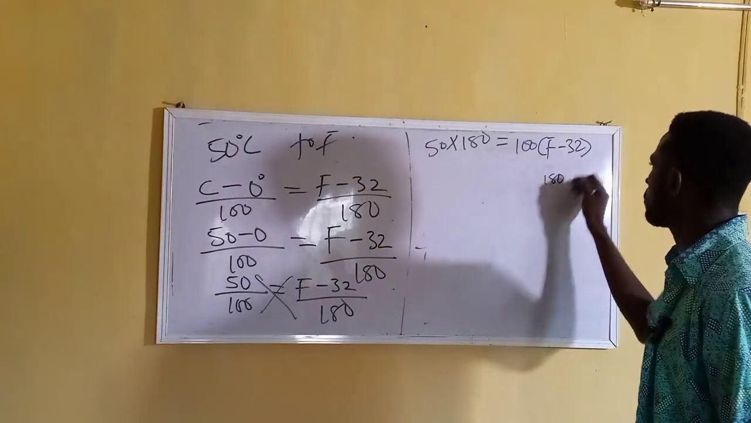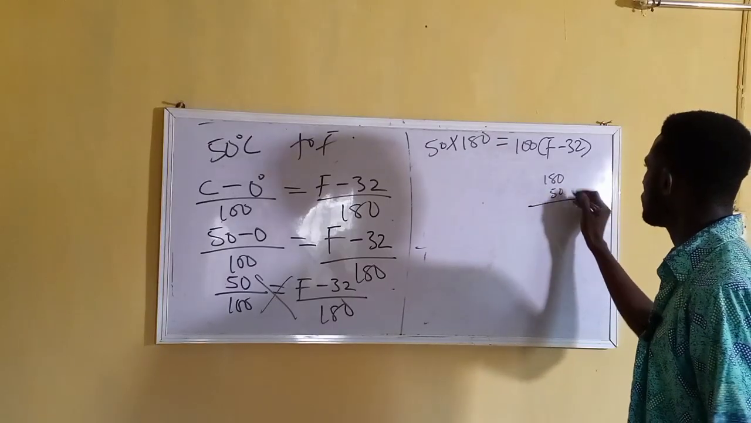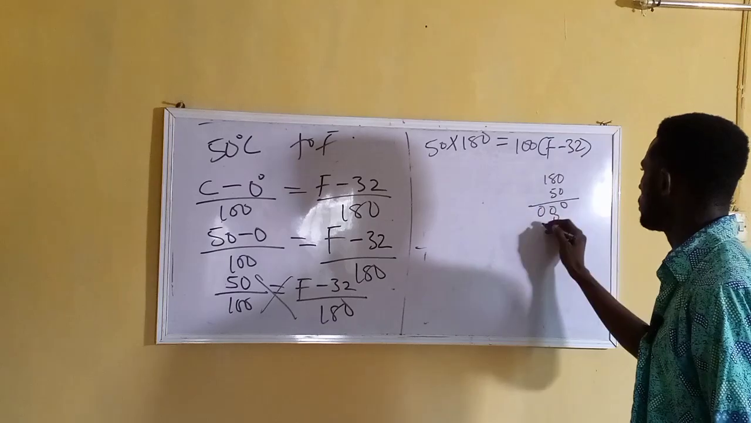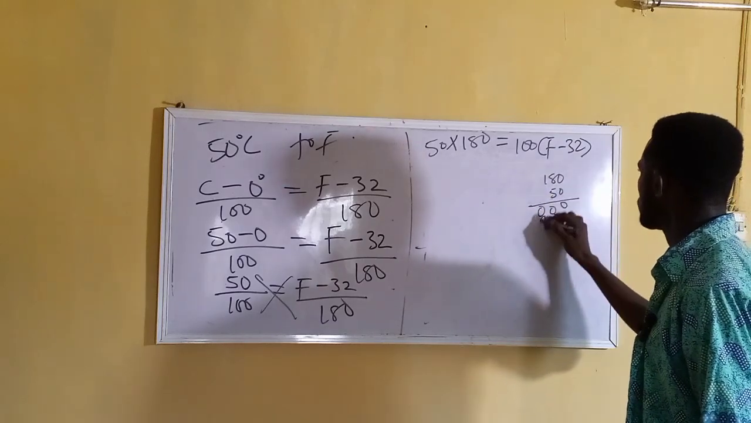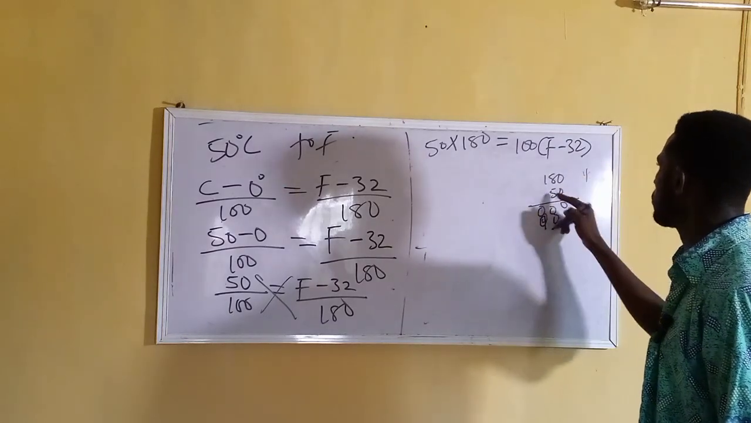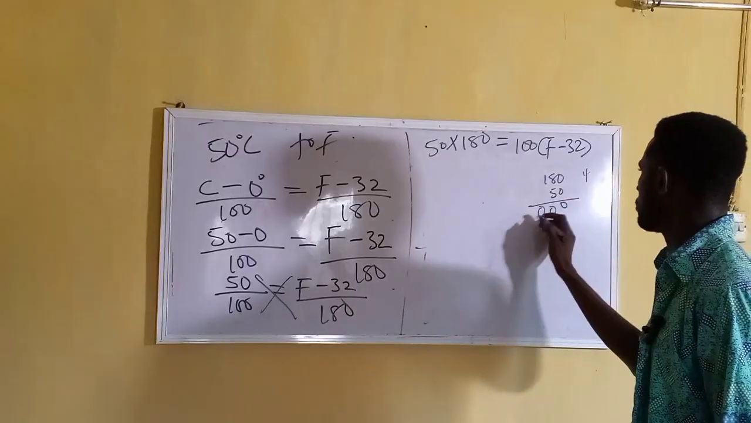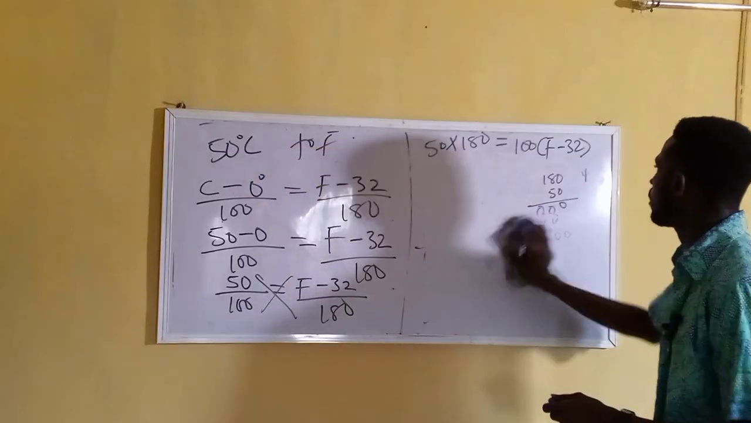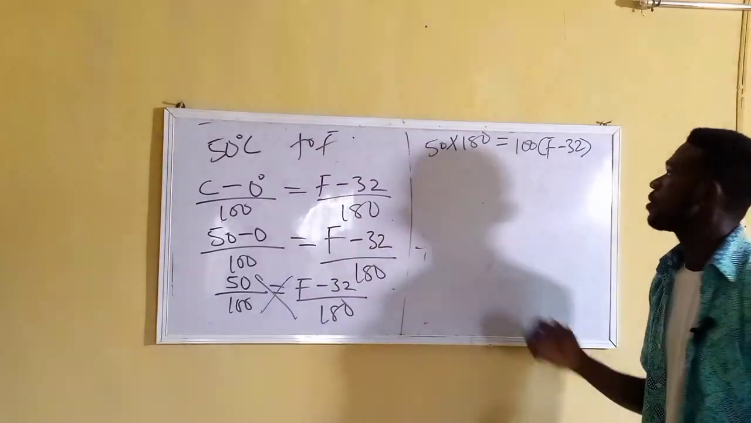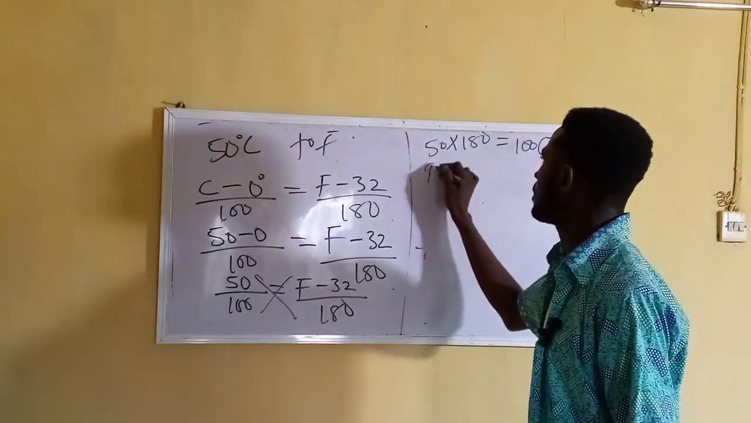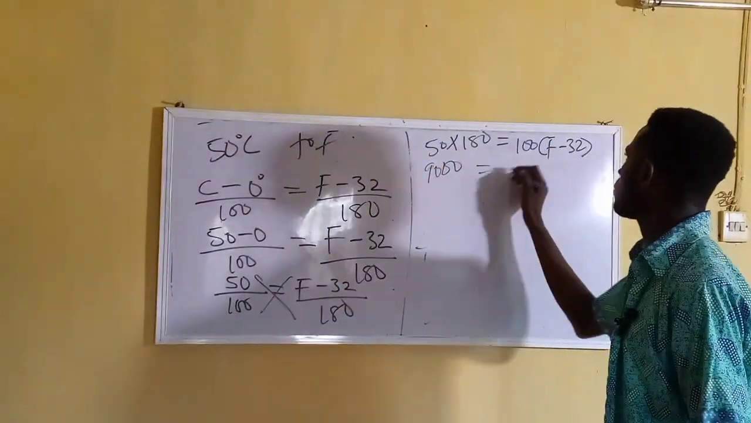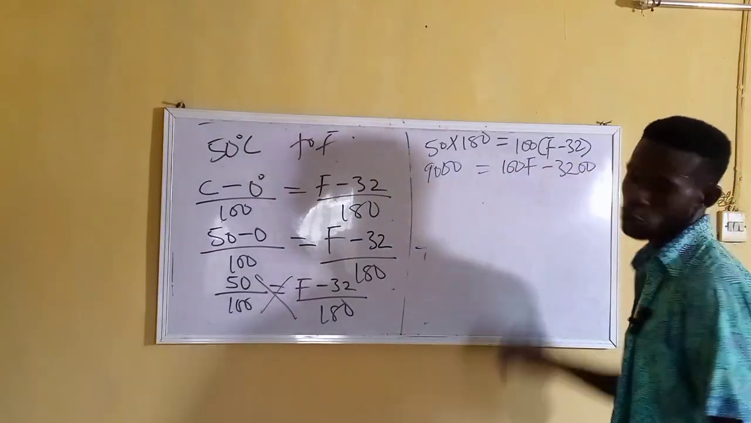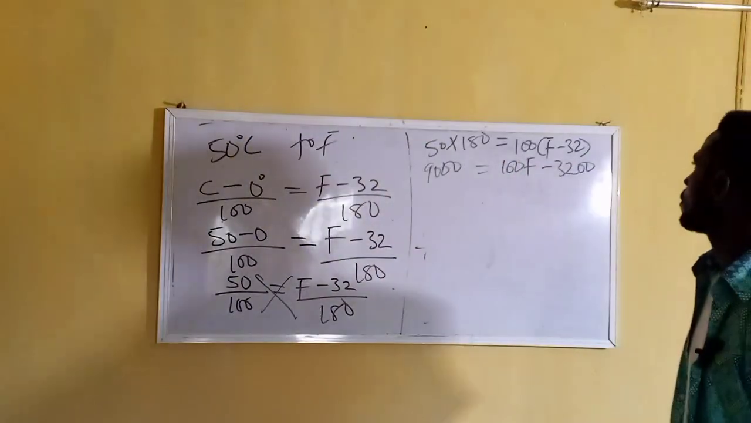If you do quick math, 180 times 50 is going to give you 9,000. So this is 9,000 equals 100F minus 3,200.